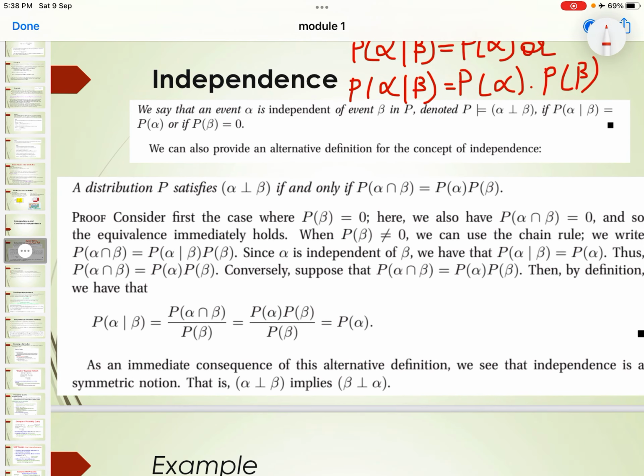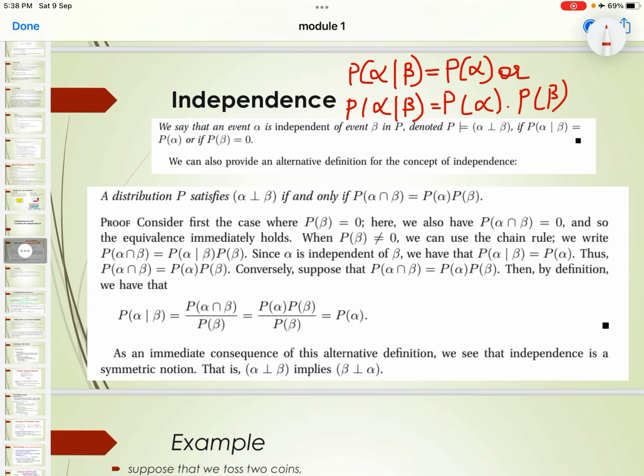So a distribution P satisfies alpha is independent of beta if and only if P of alpha intersection beta equals P of alpha into P of beta. So your proof is given to you.